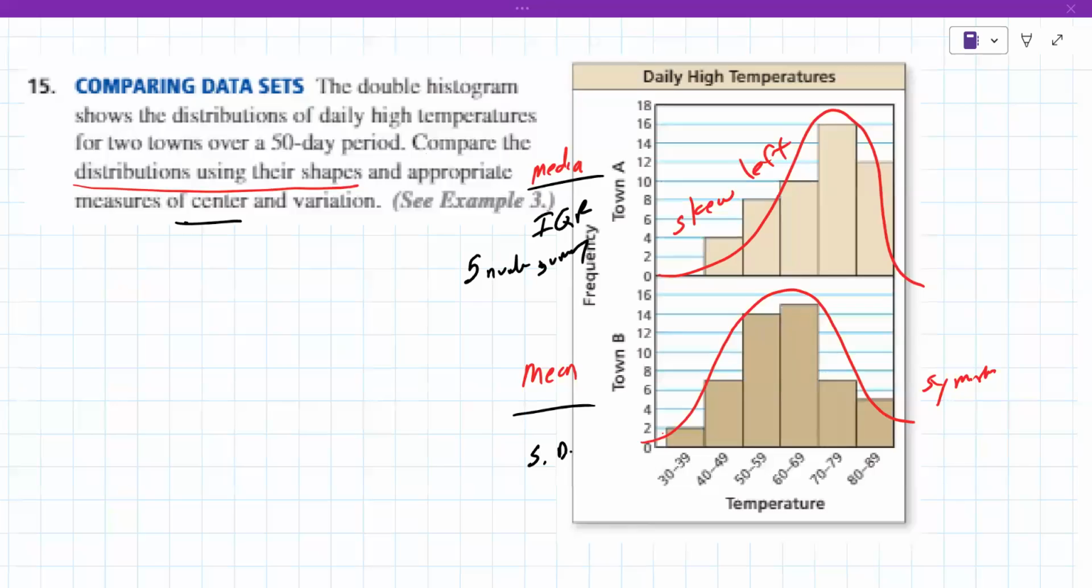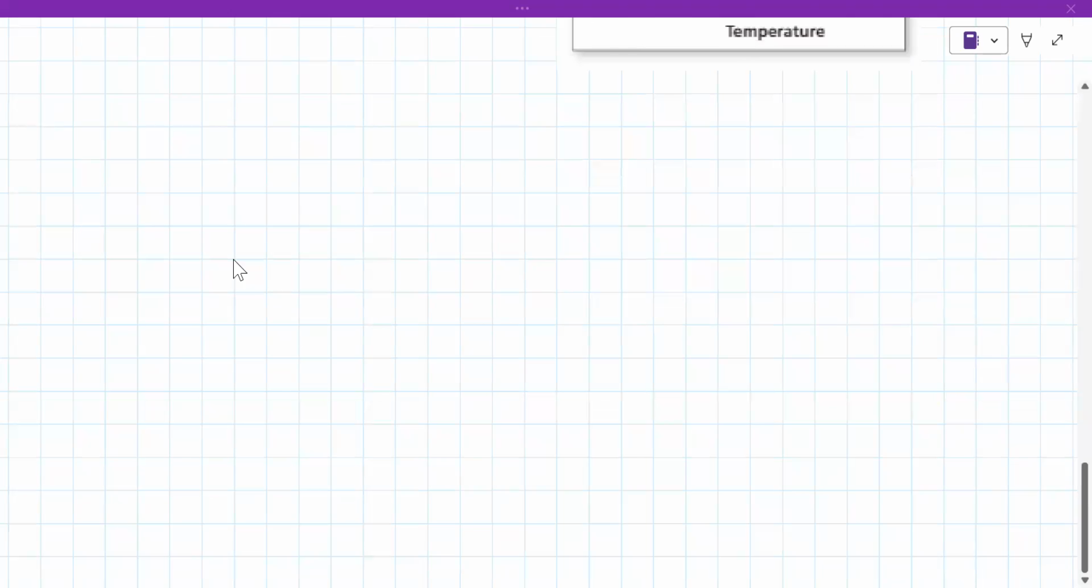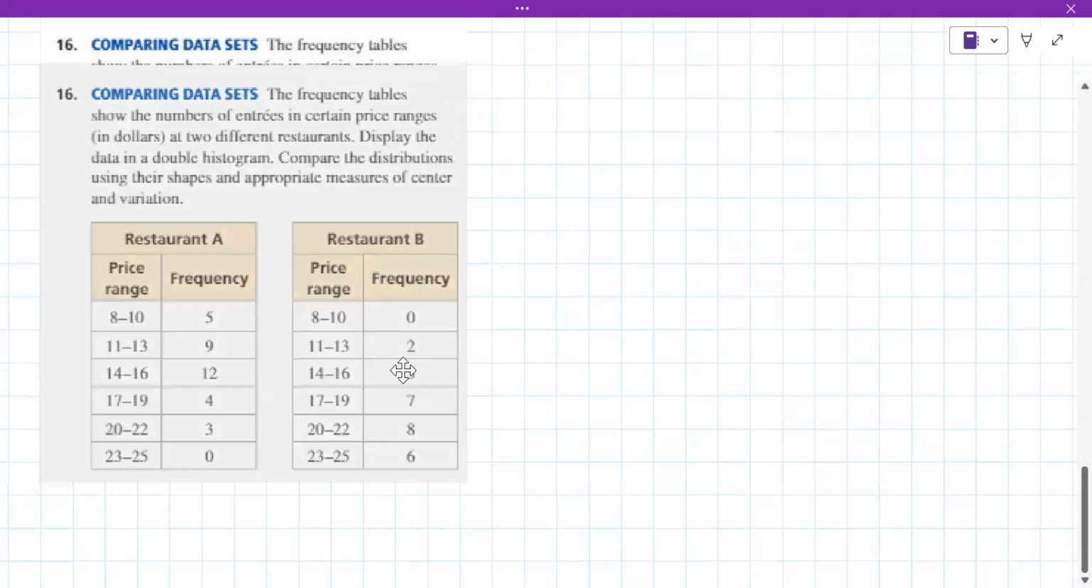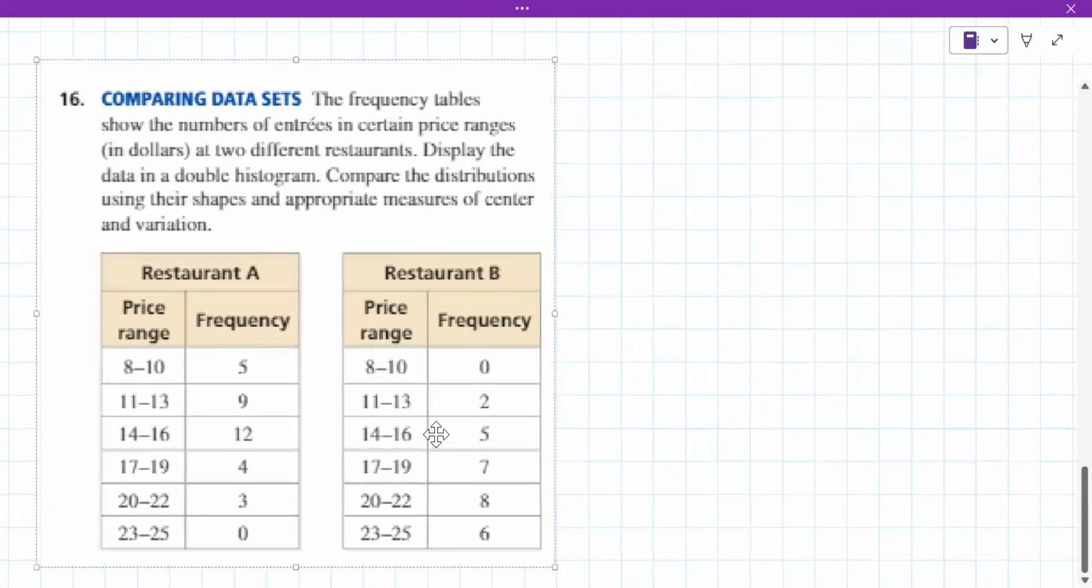So number 16 is kind of where you would start in a more traditional statistics class. They would give you the data. In this case, they've sort of processed it for you. They put it into buckets. And so you have to create a histogram for each.